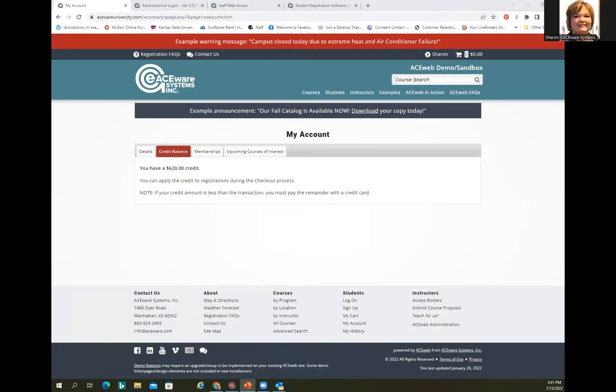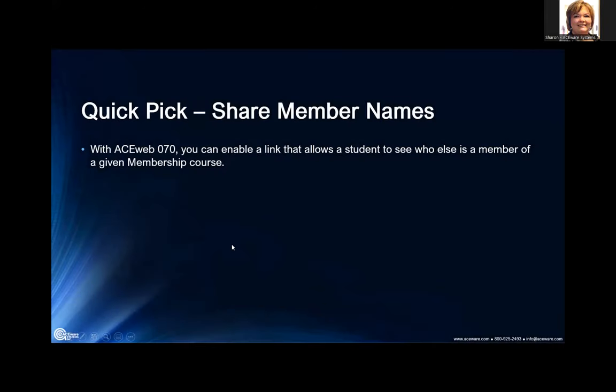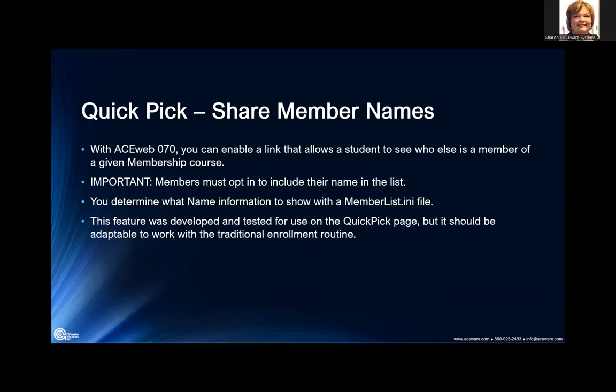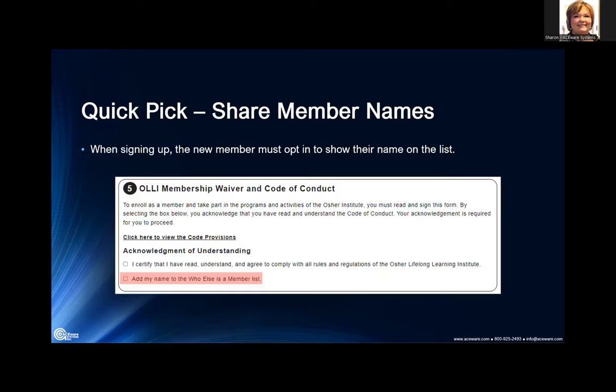Just like you have the share who's attending this class or this course or this event, we've had people that use quick picks for membership courses and they would like to see who is a member in that. So now you are able to, with quick pick or the membership courses, see who else is a member. Of course, just like in the show who's attending, those people need to opt in to show their name. And behind the scenes, you can decide what information about those members you can share. Here's what this looks like.